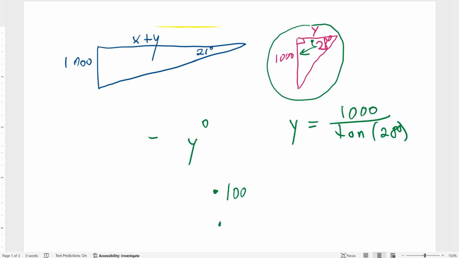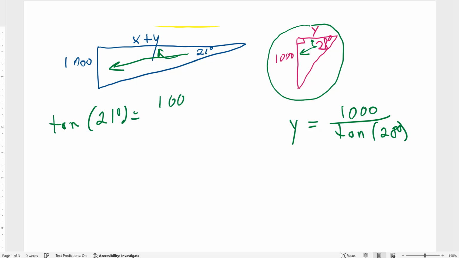The other triangle is also a tangent, because for the other triangle, we also have the opposite side, and we're interested in the adjacent side. So we have tangent of 21 degrees equals opposite over adjacent. Now I'm going to avoid putting the tangents into the calculator and rounding them. So here's how I'm going to handle this.